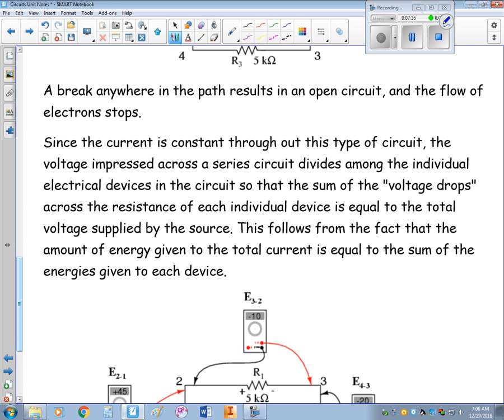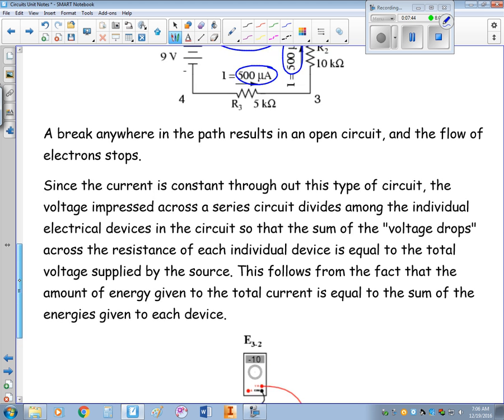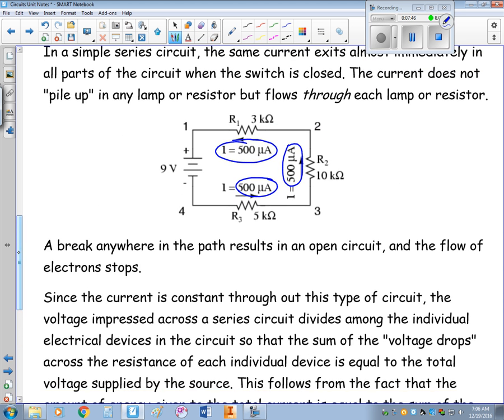And this just comes from the fact that the amount of energy given to the total current is equal to the sum of the energies from each device. So going back to this example up here, remember Ohm's law says that V equals I times R. So I can calculate the voltage for this resistor, I can calculate the voltage for this resistor and that third resistor.